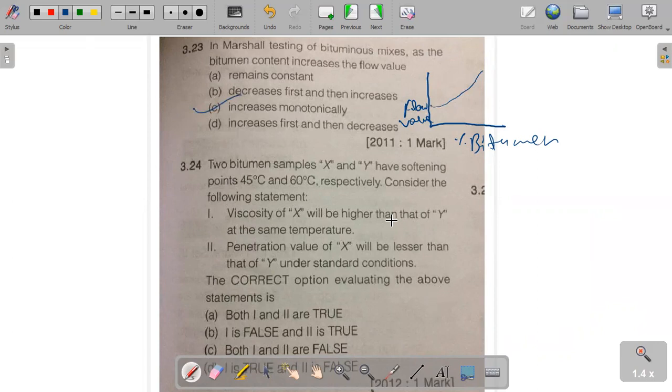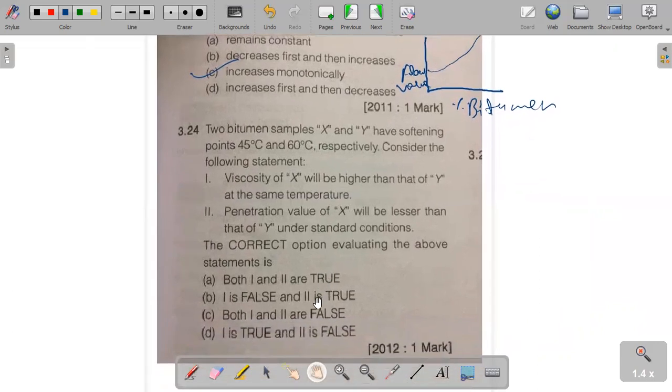Let's move to our next question, which is asked in GATE 2012 of 1 mark. Here two bitumen samples X and Y have softening points 45 degrees Celsius and 60 degrees Celsius respectively. Considering the following statements: first, viscosity of X will be higher than that of Y at the same temperature. Second, penetration value of X will be lesser than that of Y under standard condition.